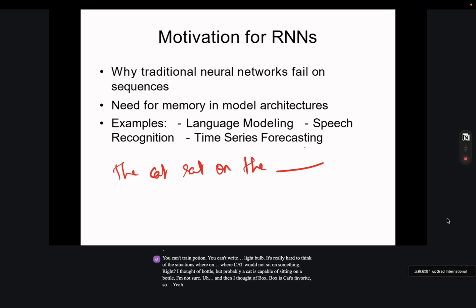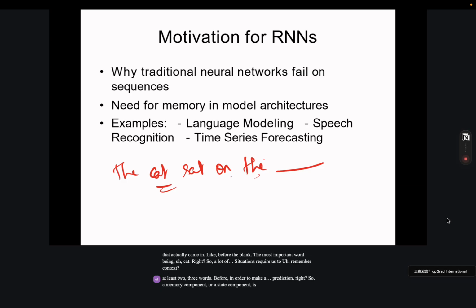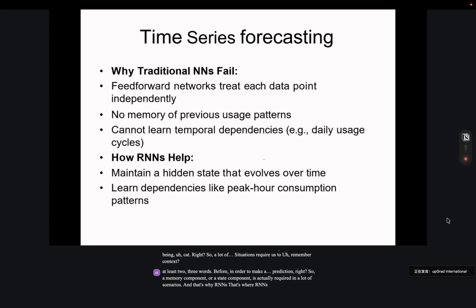So yeah, if I have to fill the blank, I have to remember the words that actually came before the blank. The most important word being cat, right? So a lot of situations require us to remember context, at least two, three words before, in order to make a prediction. Right? So a memory component or a state component is actually required in a lot of scenarios. And that's where RNNs come into the picture.